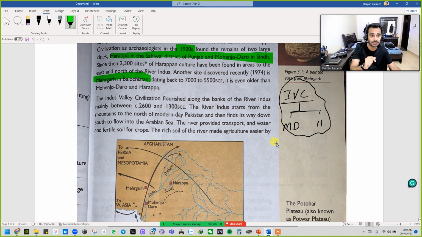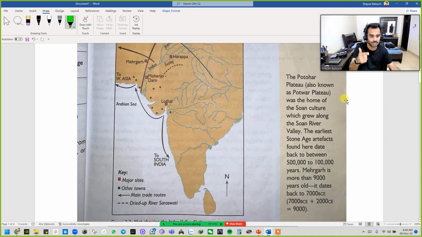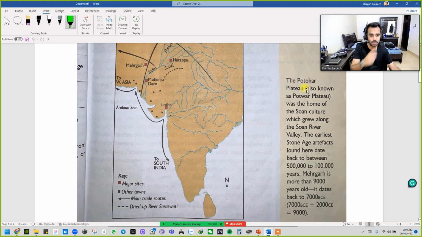So now, guys, a little bit more information over here. So you see this picture, a painted vase from Mehergar. Now this is from Mehergar, which is in Balochistan. So let's read this out. What it says here: the Potohar Plateau. Potohar reminds you of something? Remember that Suzuki Potohar car?